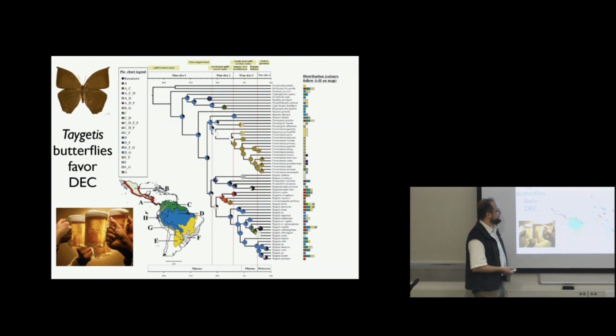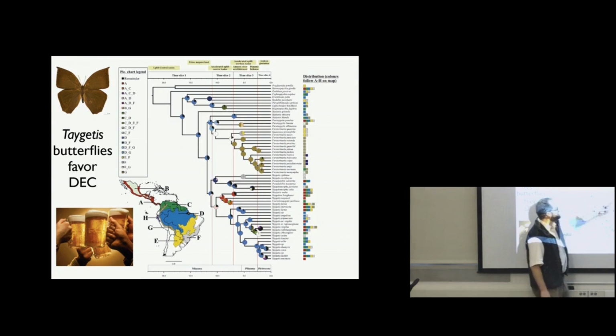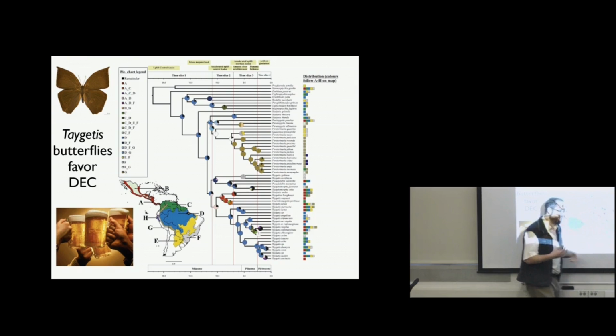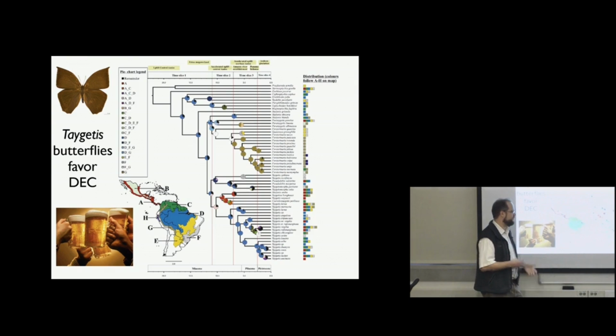And if you look at that butterfly group, these are the distributions. These boxes represent how many areas things live in. And there's a lot of species here that are widespread. So if you have a lot of widespread species and sympatry and overlapping ranges, that is the situation where you could use the DEC model and do OK.